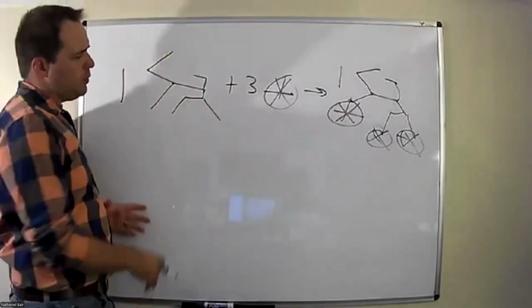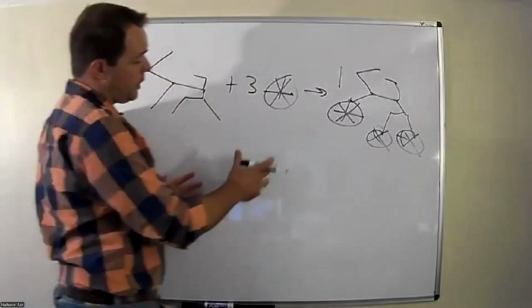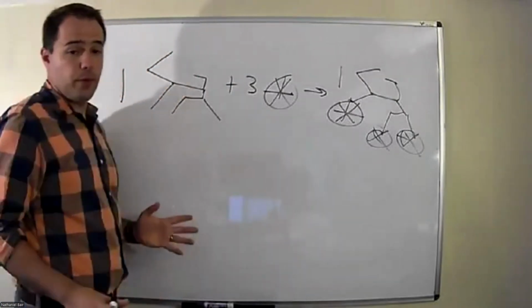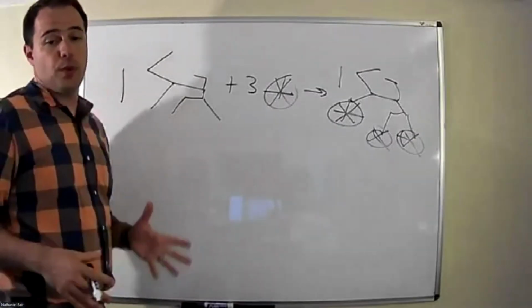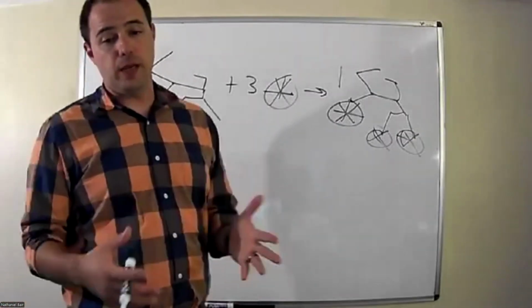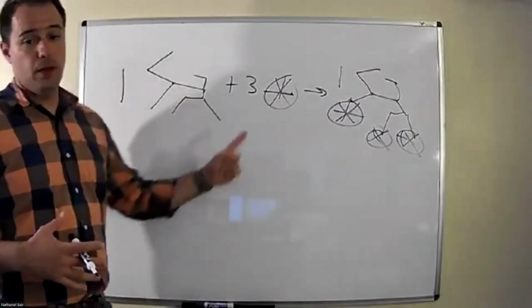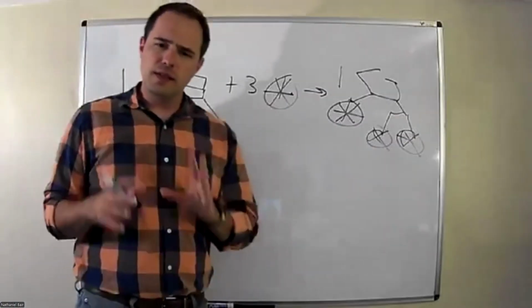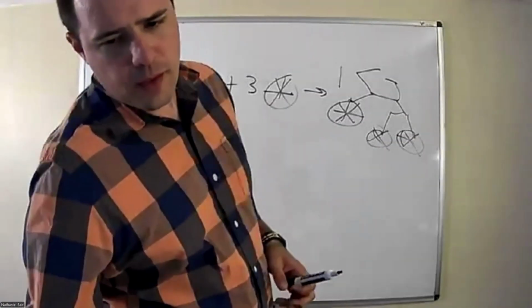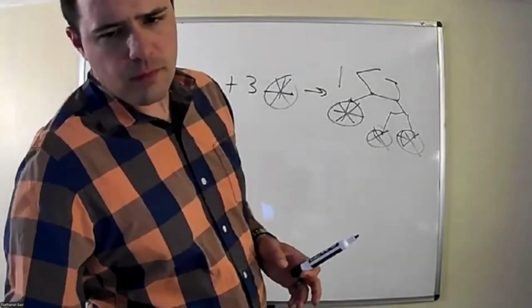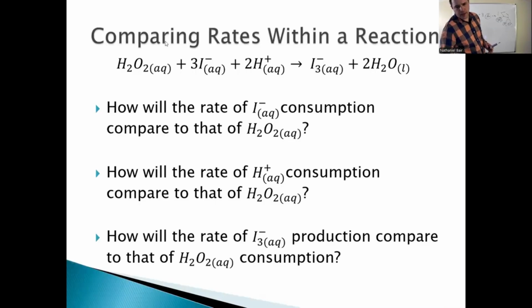Now imagine that you got a pile of frames at your station and a pile of wheels at your station. What's going to happen? That pile of wheels is going to go down 3 times faster than the pile of frames. Think about it. I got to grab 3 wheels every time I grab one frame. This pile is going to go down 3 times faster. It's the same for chemical reactions. I got to grab 3 iodides every time I grab a hydrogen peroxide. The amount of iodide in there is going to go down 3 times faster. So the rate of that iodide consumption is going to be 3 times greater than hydrogen peroxide.